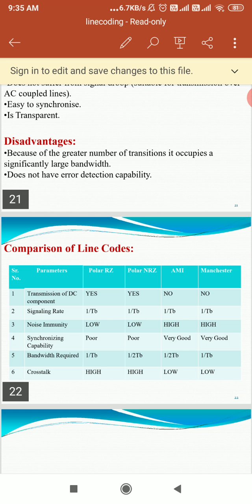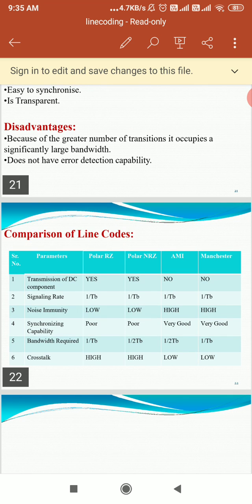Synchronizing capability is also going in increasing order from unipolar to Manchester. Polar and unipolar are both not synchronized. They face a loss of synchronization problem, so we can say they have poor synchronization. But in AMI and Manchester, we have very good synchronization.